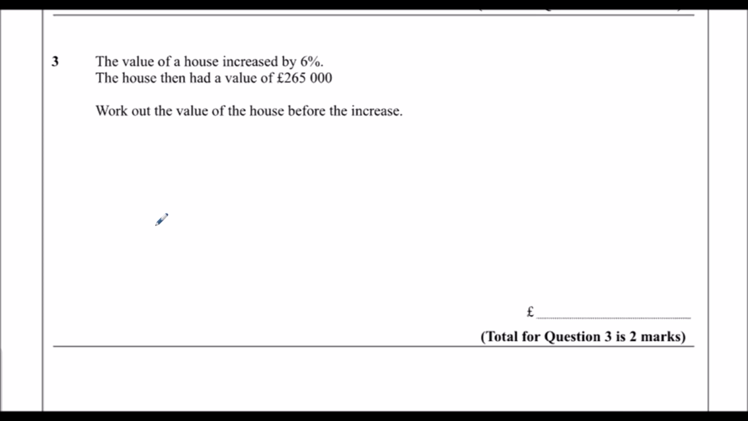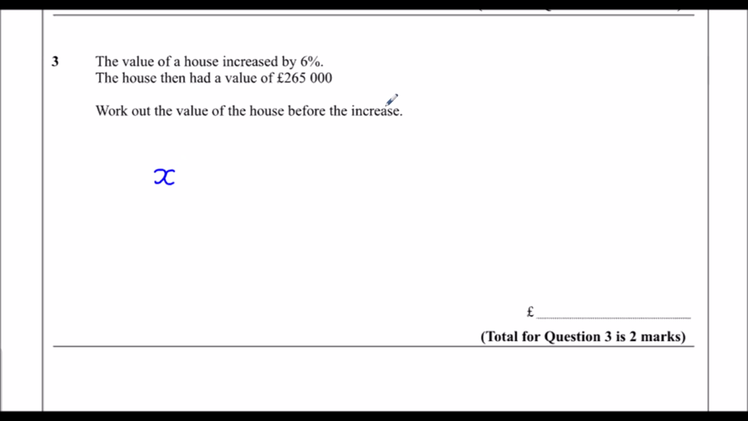Question 3. The value of a house increased by 6%. The house then had a value of 265,000. Work out the value of the house before the increase. So this is a reverse percentage question. The original value of the house is what we're working out. We'll call that x. Then we added on 6%.